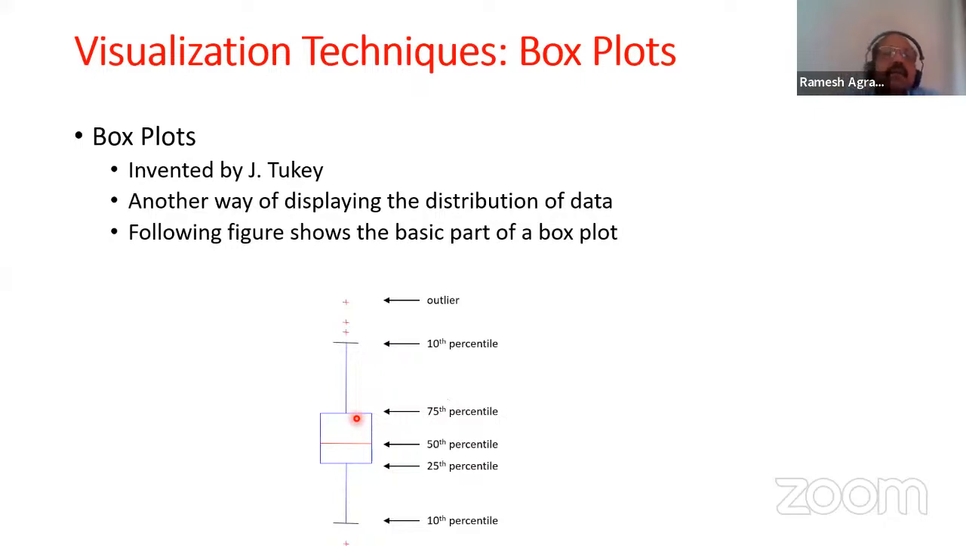Another important thing was given by Tukey. Tukey gave the concept of box plot, and we can plot a box plot of a single variable, and you will get something like this, where this red line in this square box tells you the 50th percentile, or median value.